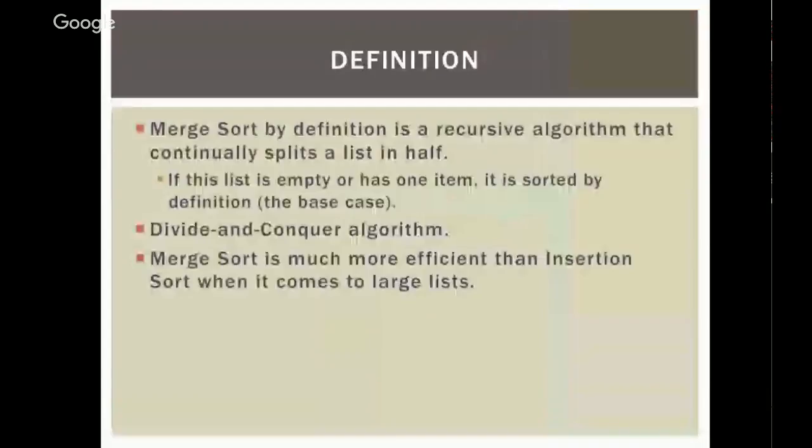By definition, merge sort is a recursive algorithm that continually splits a list in half, and then sorts them. If the list is empty or has one item, it's sorted by definition, meaning the base case. Merge sort is usually categorized within the divide and conquer algorithms. And it's also much more effective on large lists, unlike insertion sort, which we looked at in our last assignment.